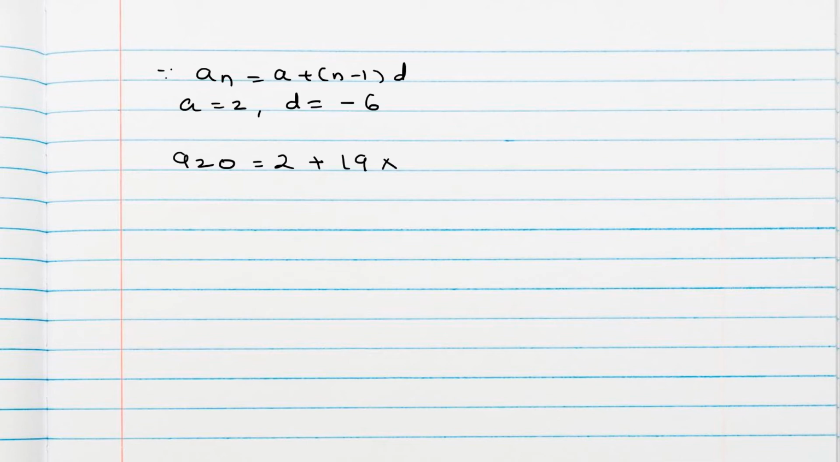Since we know an is a plus n minus 1 into d, a is 2 and d value we got as minus 6. So a20 will be 2 plus (20 minus 1 means 19) into d, which is minus 6. So a20 is 2 minus 114. Okay, so a20 will be minus 112.